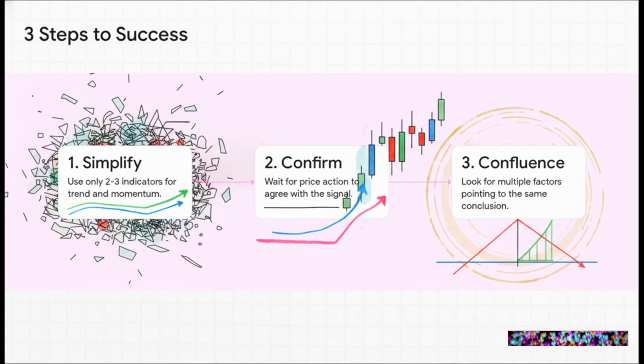This is huge. Your indicator is just one reason to take a trade. You should be looking for multiple reasons, like a key support level, a chart pattern, and that indicator signal, all pointing in the same direction.